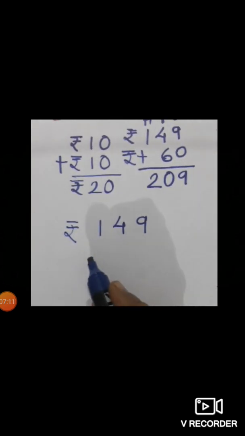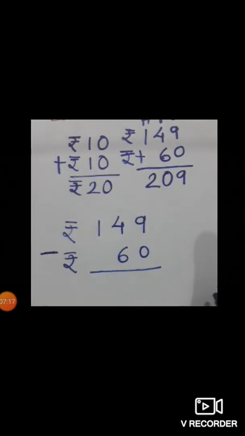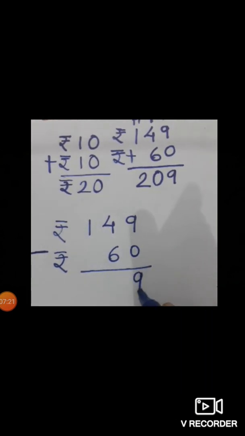Okay, and how we are going to subtract? Let us see if the same number is told to subtract. How will we do the subtraction? Minus sign first of all. 9 minus 0. 0 is nothing, so 9 will remain as it is.